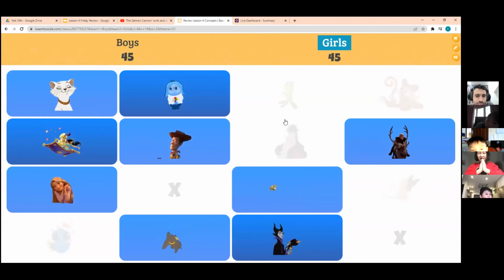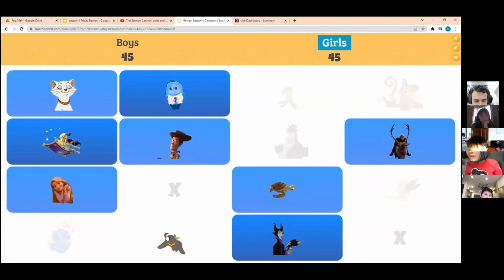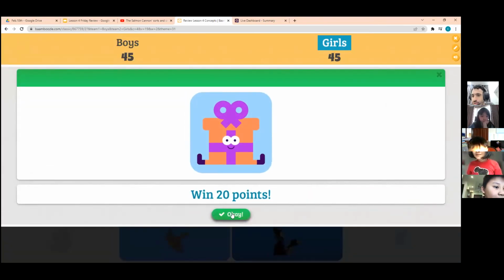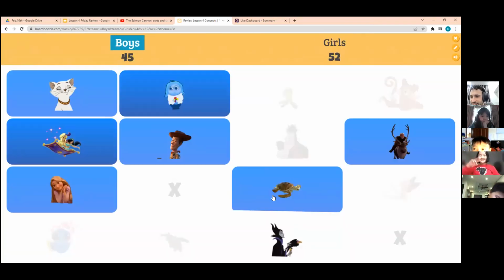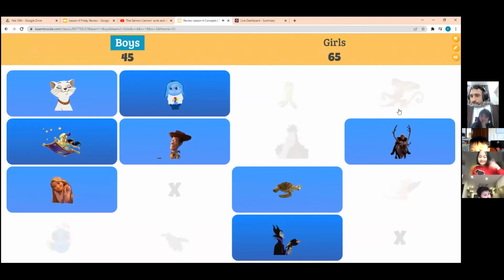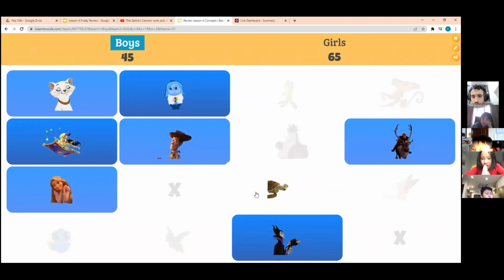Okay, let's have Misha choose a picture or, I guess, a character. I choose the elephant. The flying elephant. Look at how that animal can really move. Okay, win 20 points. Good job, Misha. That's a good bamboozle. Okay, let's have Milk choose a picture. I choose the turtle.